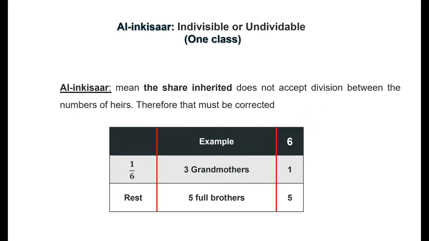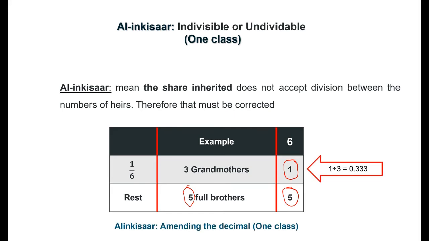The mas'ala or the case is built upon 6 and the grandmothers are inheriting 1 out of 6 and the 5 brothers are inheriting 5 shares. They have no problem when it comes to dividing the wealth between them. Each brother is getting 1 share. However, we have a problem with the 3 grandmothers because they are sharing 1 share.